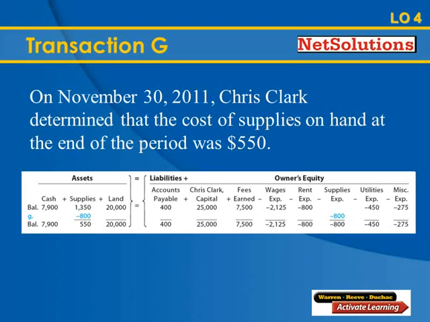Since they began the month with a purchase of supplies of $1,350 and only $550 of supplies remain, by subtraction, $800 of supplies, or $1,350 minus $550, must have been used up during the month. The business records this transaction by subtracting $800 from supplies, reducing the supplies account balance to $550. On the right side of the accounting equation, the usage of supplies is recorded by subtracting $800 from owner's equity. This is called supplies expense. It is an expense because supplies are used up in the process of generating revenue.